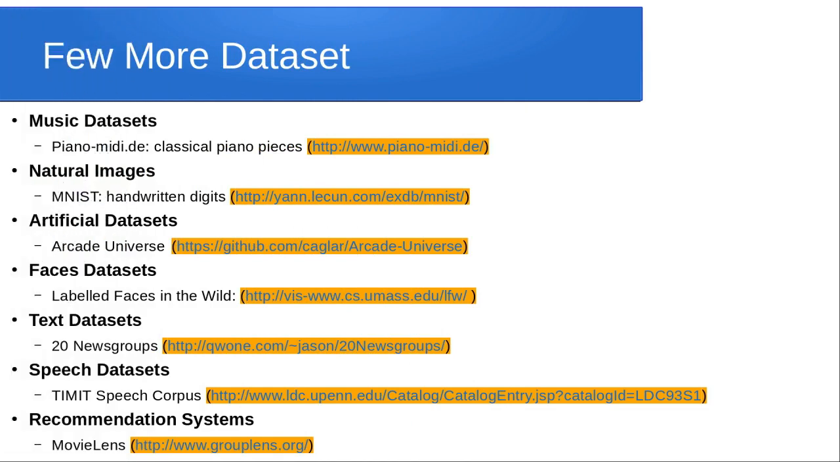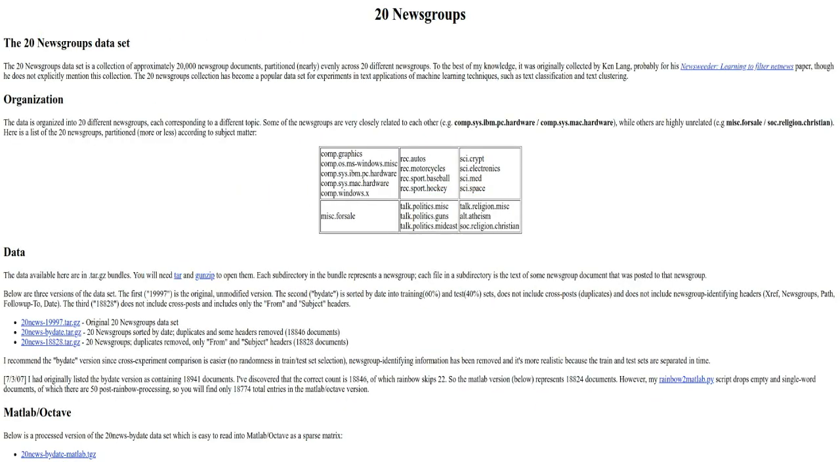Coming to the fifth dataset, that is the text dataset. The best example for this is 20 Newsgroups. 20 Newsgroups is used for classification tasks and mapping word occurrences to newsgroup IDs.